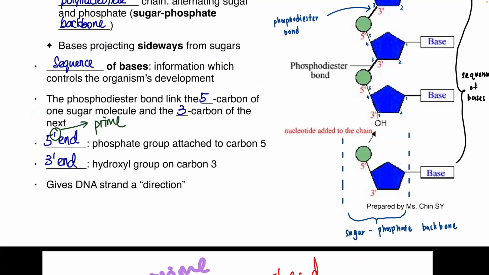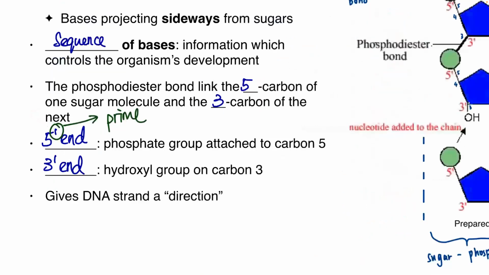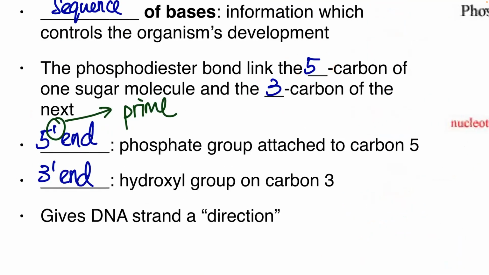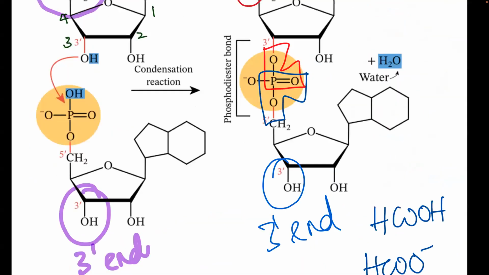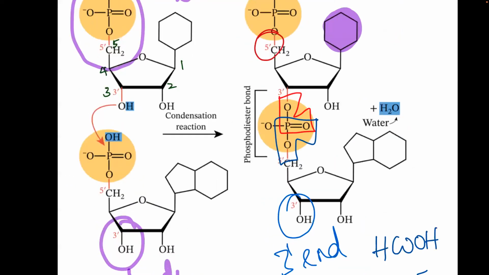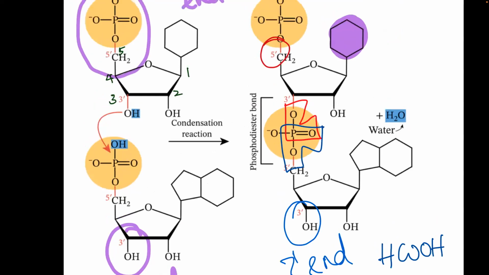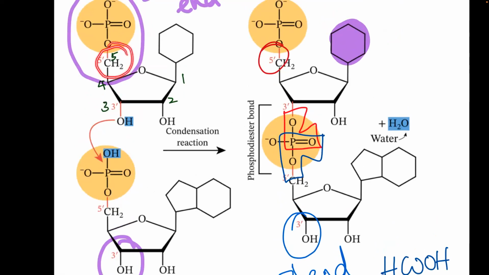It's also important for you to know that the phosphoester bond links the 5 carbon of one sugar and the 3 carbon of the next. What it means is, if you remember, we number the sugar: 1, 2, 3, 4, 5. The phosphate group is on carbon 5.